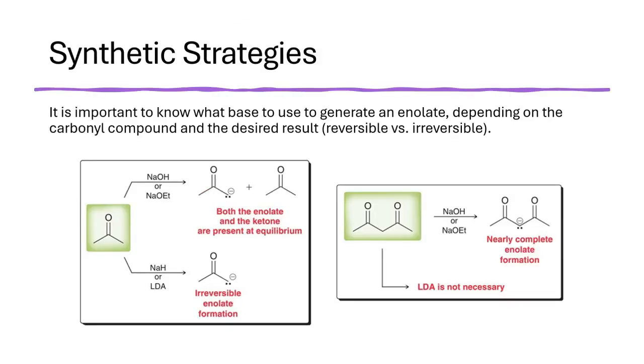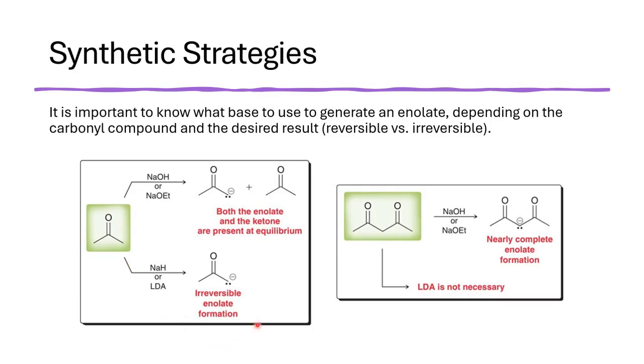Synthetic strategies. It is important to know what base to use to generate an enolate, depending on the carbonyl compound and the desired result, reversible versus irreversible. We studied earlier that if we have an alpha carbon with alpha hydrogens, sodium hydroxide or sodium ethoxide, or a different type of alkoxide, will result in both the enolate and the ketone form being present at equilibrium. One would use a stronger base like sodium hydride or LDA to obtain the irreversible enolate formation.